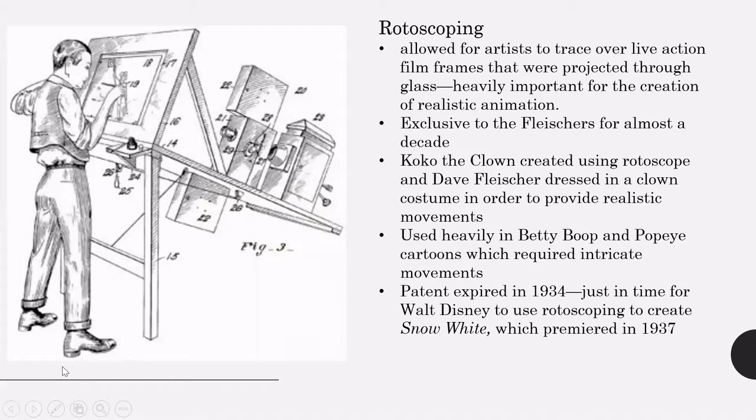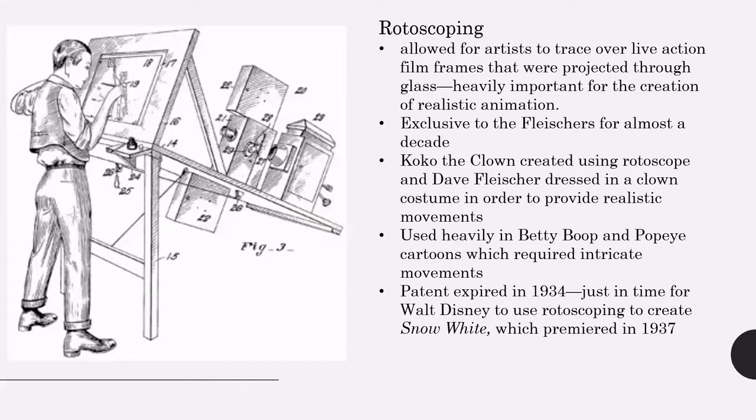And they're also known for coming up with this process called rotoscoping, which allows artists to film a scene in live action through film frames that are projected then through glass so that they can trace over those live action movements, which is important for the creation of realistic animation. So, to create their Coco the Clown character, Dave Fleischer dresses up in a clown costume, and then Max Fleischer traces over his movements in their live action film and then creates realistic movements.